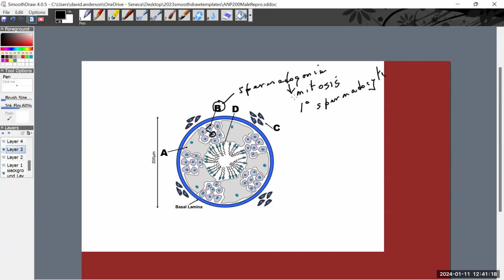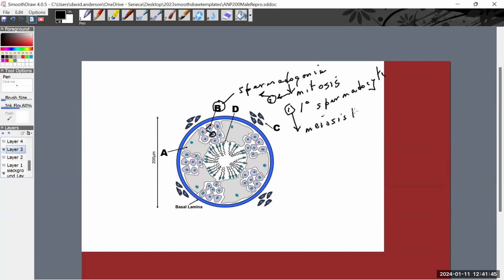So one becomes a primary spermatocyte, and the other daughter cell remains up, available for further mitotic divisions. The primary spermatocyte is going to enter into meiosis 1, the first division of meiosis.